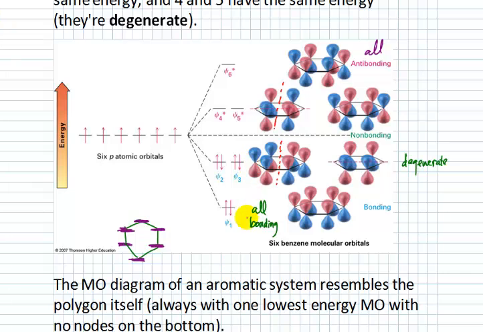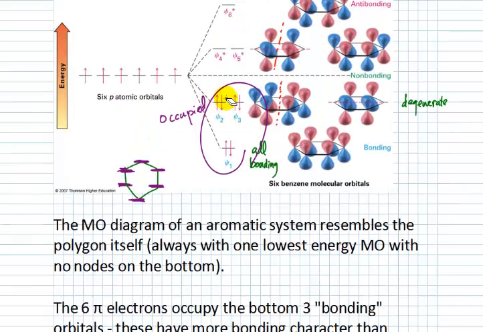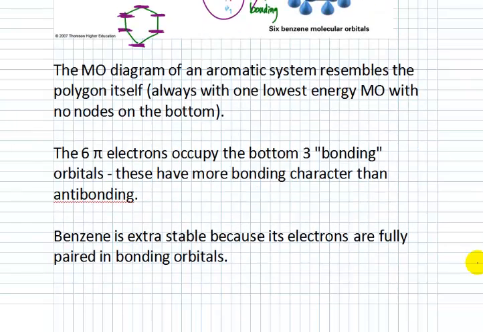These have all been completely occupied. All the electrons are paired. Okay? That's what gives benzene its extra stability. It has 3 occupied bonding orbitals where all the electrons are paired. That's an especially stable electron configuration.